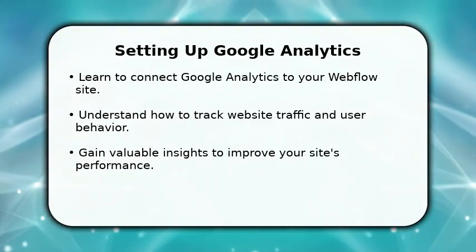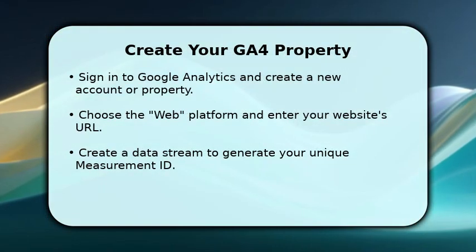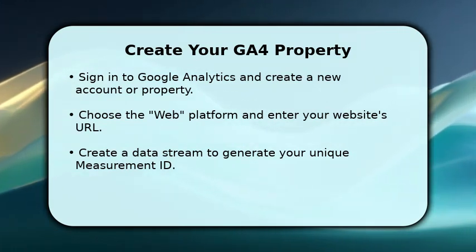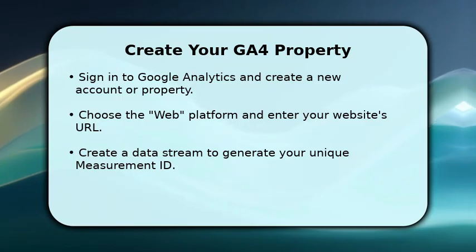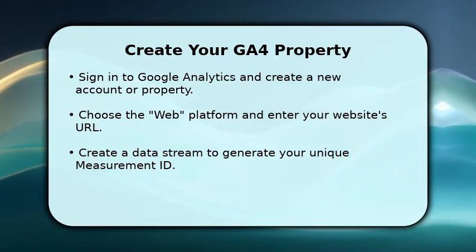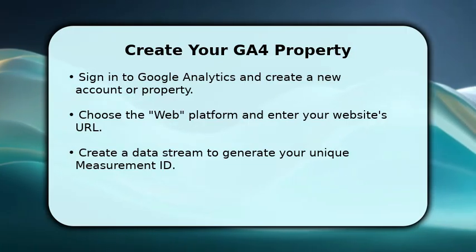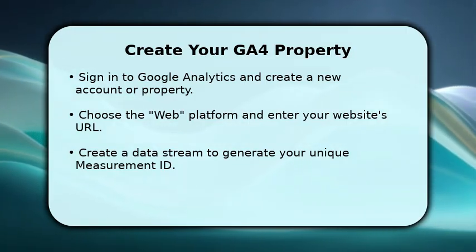Let's get started with the first step. First, navigate to Google Analytics and sign in with your Google account. You'll need to create a new account or property for your website. Select the Web option as your platform and provide your website's URL along with a stream name.